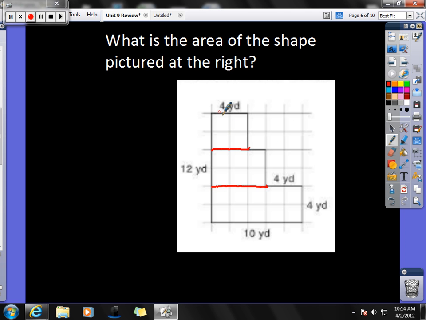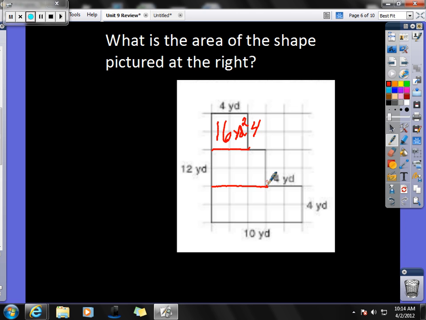Now all we've got to do is figure out the dimensions. Well, this one is a square. It's a 2 by 2 square. So if this is 4, that's also 4. The area of this section is going to be 4 times 4, which would be 16 yards squared. The area of this section, this is 4, means this is 4.